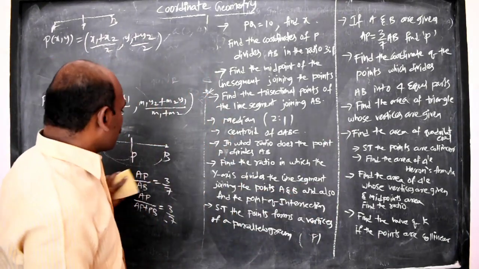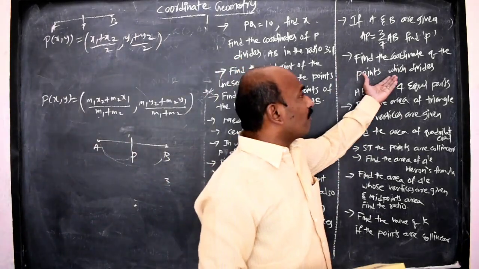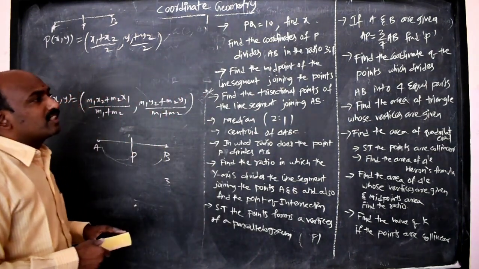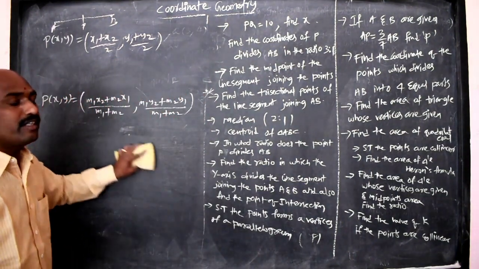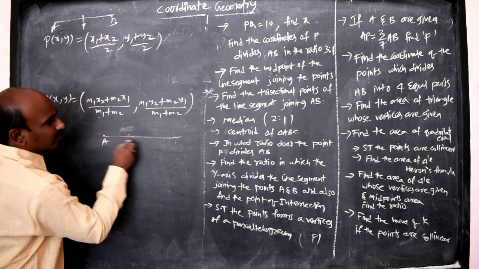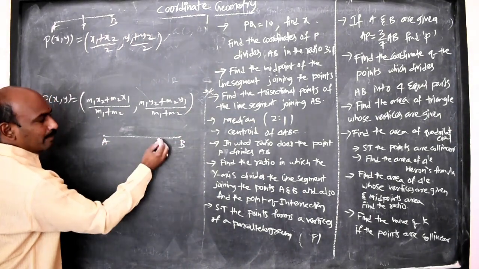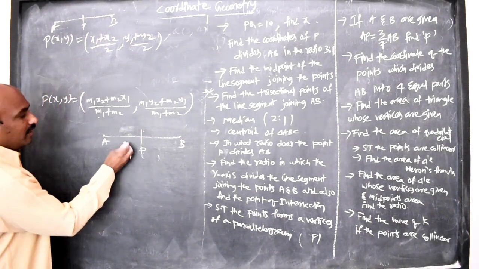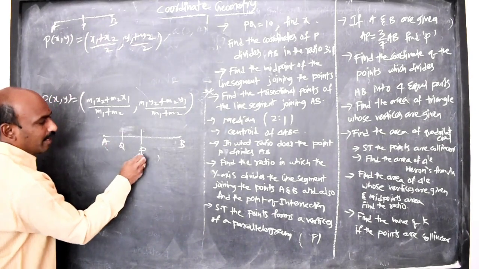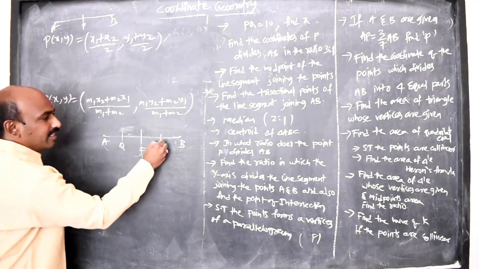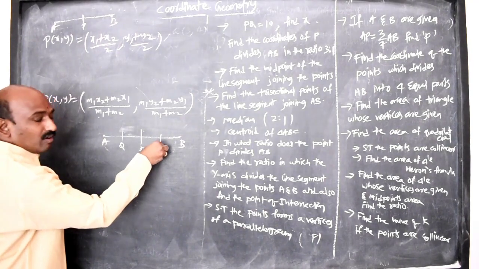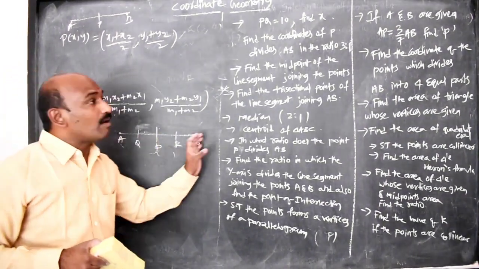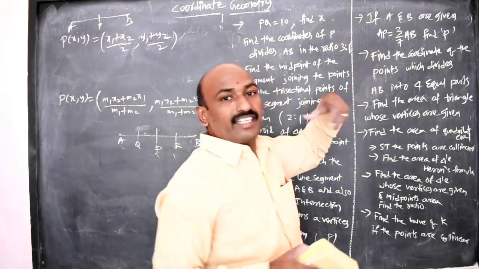The next concept is, find the coordinates of the points which divide AB into 4 equal parts. We need to divide AB into 4 equal parts, which means we need to go with the midpoint formula. First, take the line segment AB, and P is the midpoint of AB, then we'll get the coordinates of P. Then take Q as the midpoint of AP, then we'll get the coordinates of Q. R is the midpoint of PB, then we can get the coordinates of R. Like this, the line segment is divided into 4 equal parts. This concept is completed, and the second exercise is also completed.